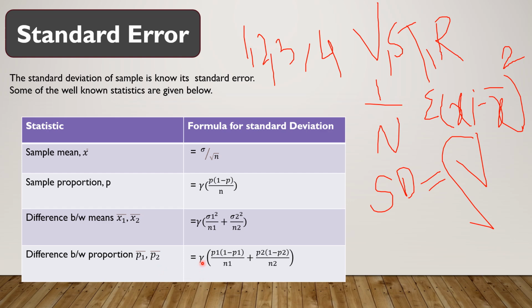This is the gamma symbol. We can write gamma in another way, which is like this. ఇలా కూడా గామాని రిప్రజెంట్ చేస్తారు. This is another way of representing the gamma. Gamma into P1 into 1 minus P1 by N1 plus P2 into 1 minus P2 by N2. This is about the standard error and the respective standard error formulas.